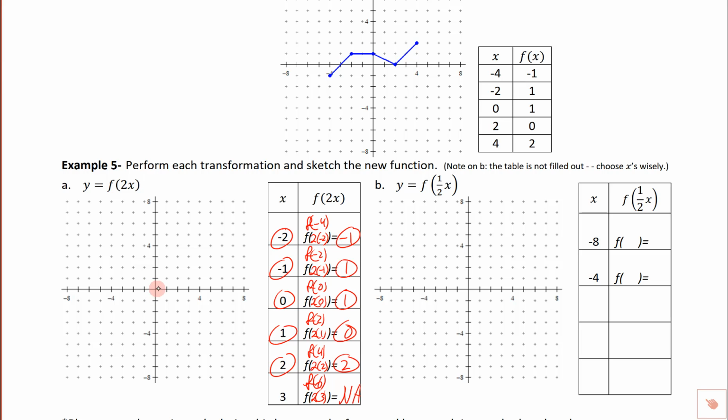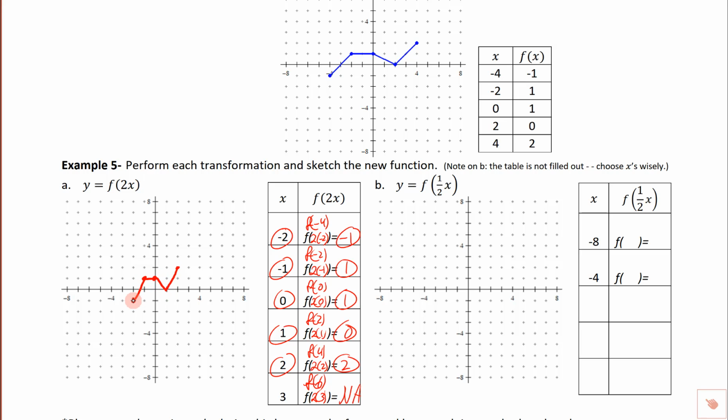-2, -1. So back 2 and down 1. And we're going to graph -1, 1. So back 1 and up 1. 0, 1. So we don't go right or left. We just go up 1. 1, 0. So we're right there. And then 2, 2. So 2, 2 would be right here. So the graph looks like this.